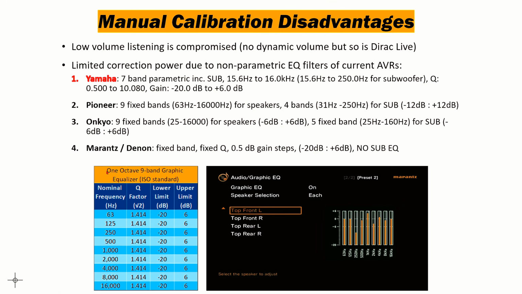Here is the Marantz Denon 1 octave 9-band graphic equalizer. These are the frequencies, starts from 63. These are fixed, you can't change them. Q factors are fixed. It's the square root of 2, so approximately 1.414 for every frequency. That's information you will not easily find anywhere. And you can only change the gain of these fixed frequencies from -20 to +6. And here is the actual setup screen of a Marantz amplifier with 63 to 16,000 graphic equalizers on the Atmos ceiling speakers. That is all about the advantages and why you should manually calibrate your home theater system.